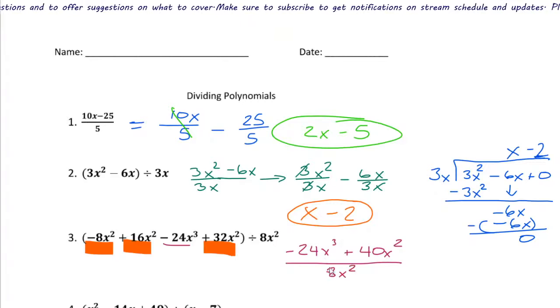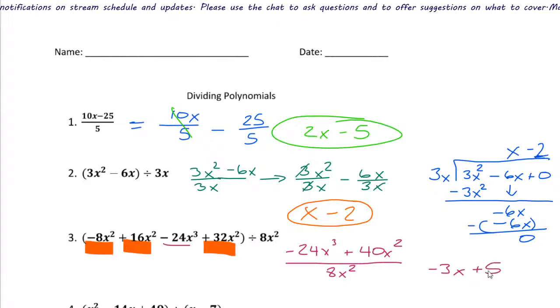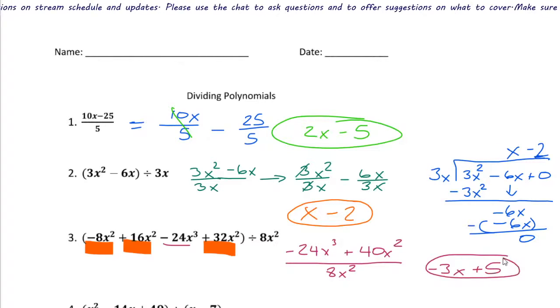And then you can just do this, you're going to divide into each term, so -24x cubed divided by 8x squared, so -24 divided by 8 is going to be -3. X cubed divided by x squared is just going to be x. And then what do I need to multiply 8x squared by to get to 40x squared? It's going to be +5. That's our answer.